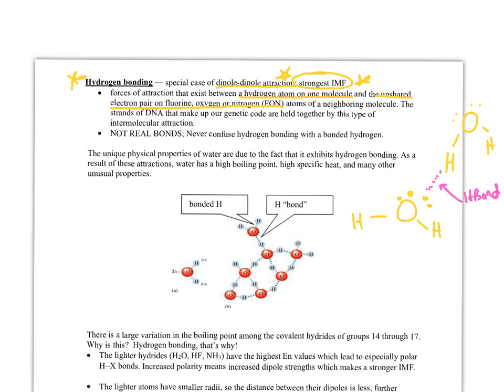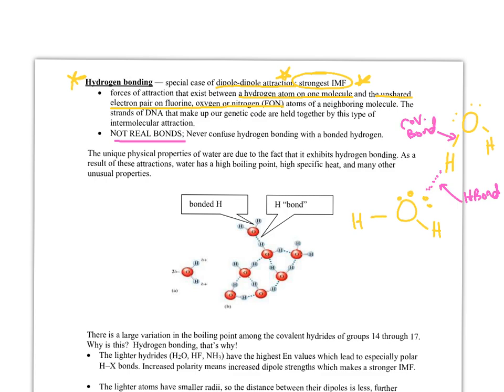So really important, okay, is they're not real bonds. So we don't want to confuse hydrogen bonding with a bonded hydrogen. So a hydrogen bond is not a real bond. It's just the strongest of the IMFs, so they call it a hydrogen bond. But it's not an actual real bond. A real bond would be right here in between. So that's a covalent bond. So that's not the same thing. So be very careful with that.